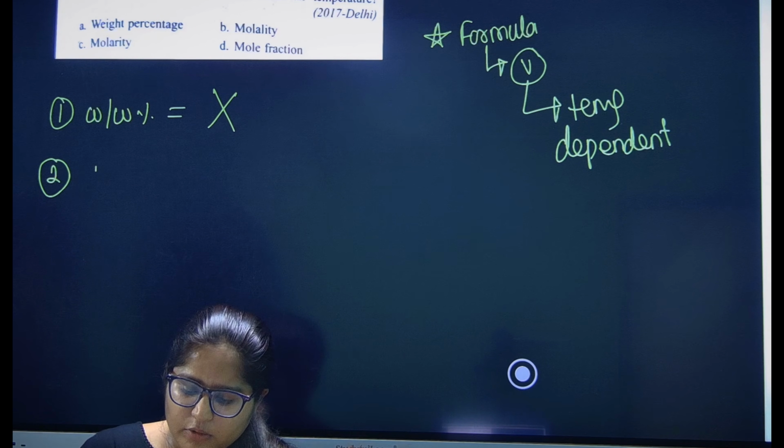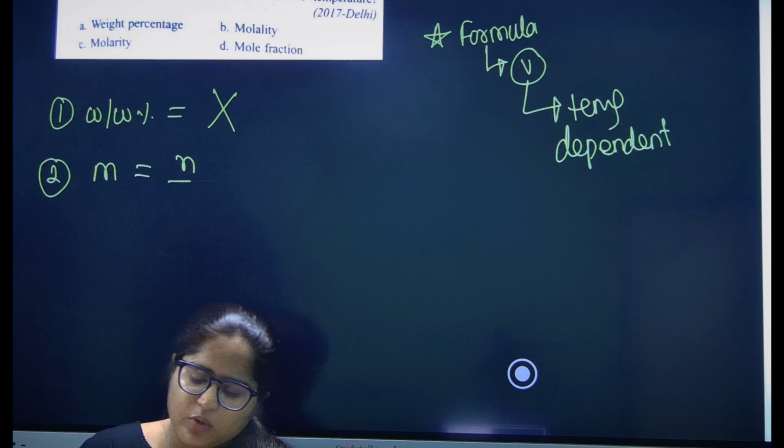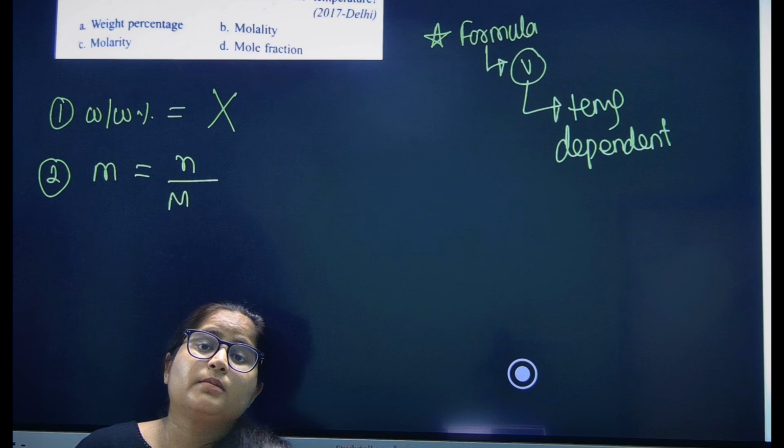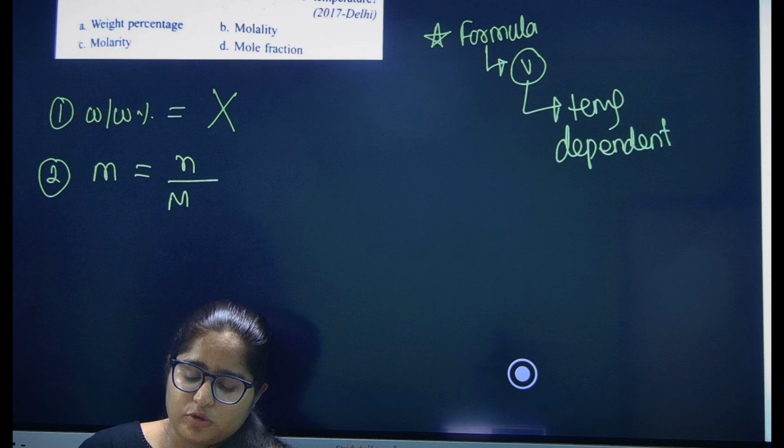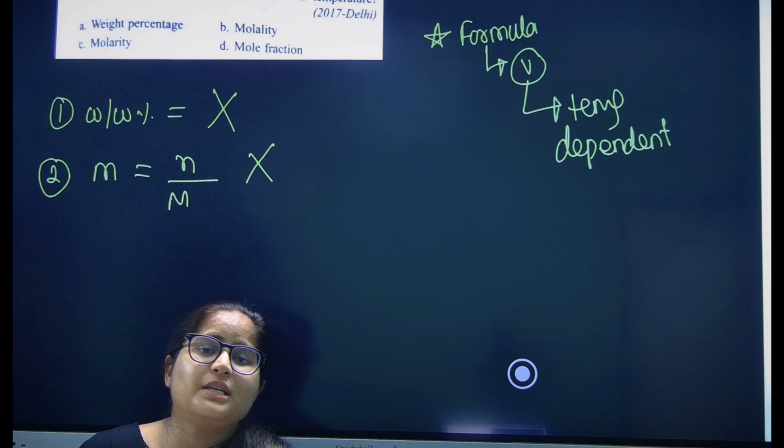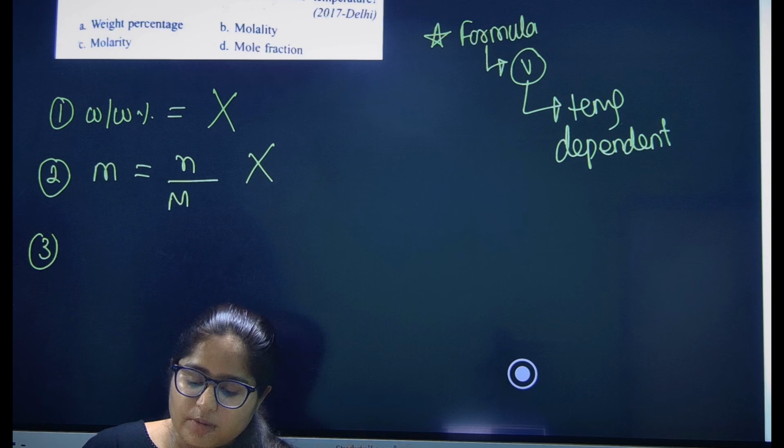Second, option B, molality. What is the formula for molality? Mole by mass of solvent. Mole is also given, mass by molar mass, mass only, down also mass, no volume in this formula, means it is independent.